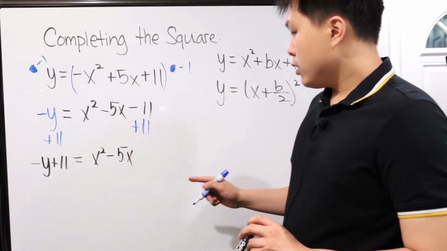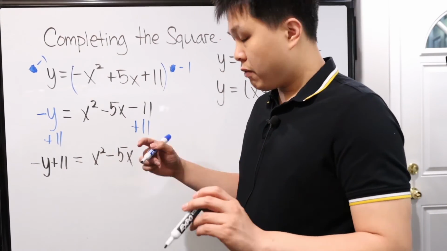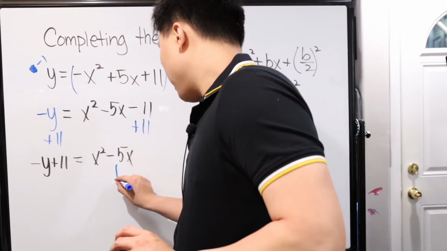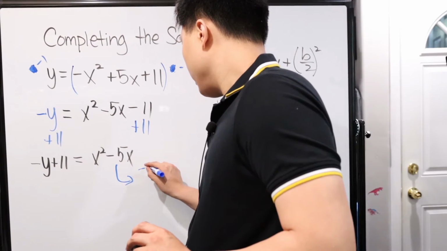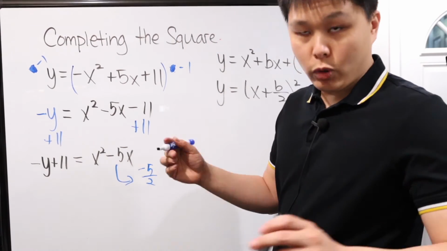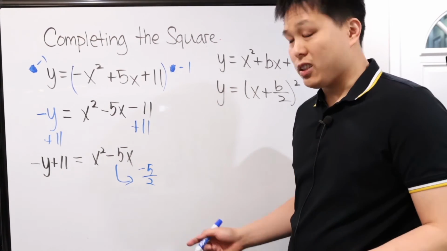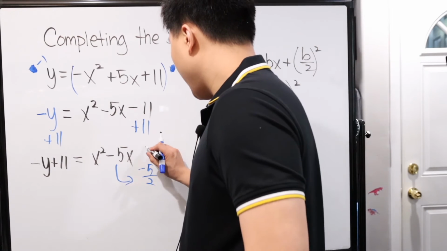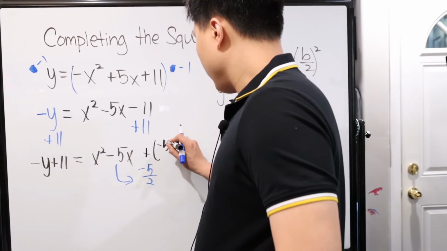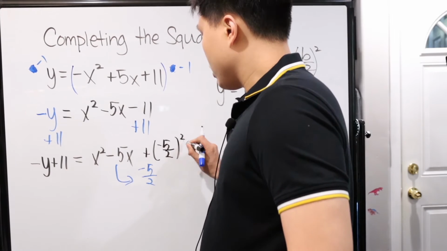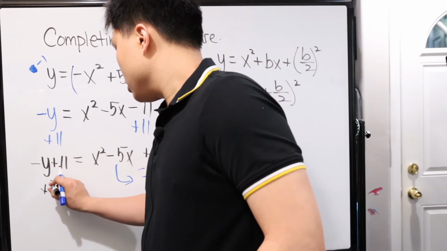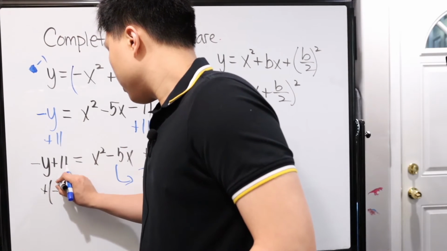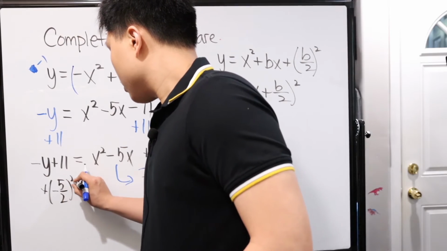Well, in this case, here's our b. We're going to divide it by 2 and multiply it by itself. So negative 5 divided by 2. Once again, we don't really have to change it to decimals if we don't want to. I'd rather it be a fraction. So what I'm going to do is add negative 5 over 2 squared. What I do to one side, I must do to the other. So negative 5 over 2 squared right here.